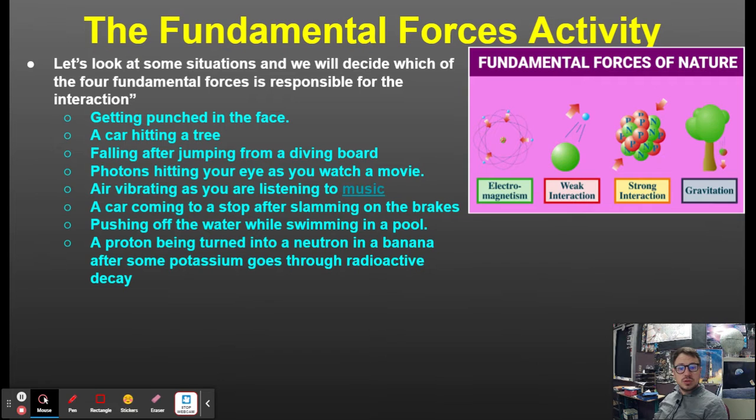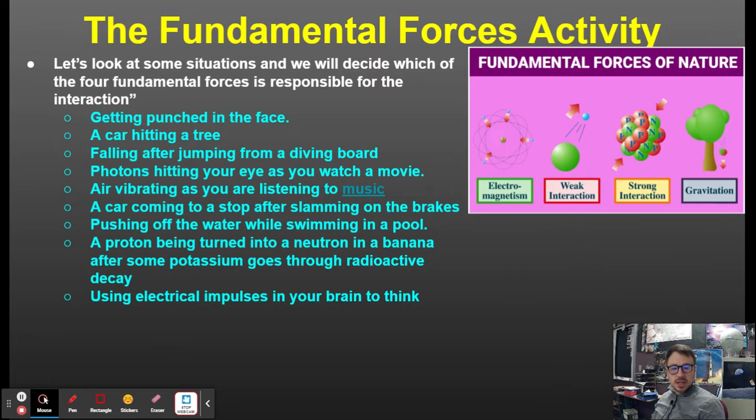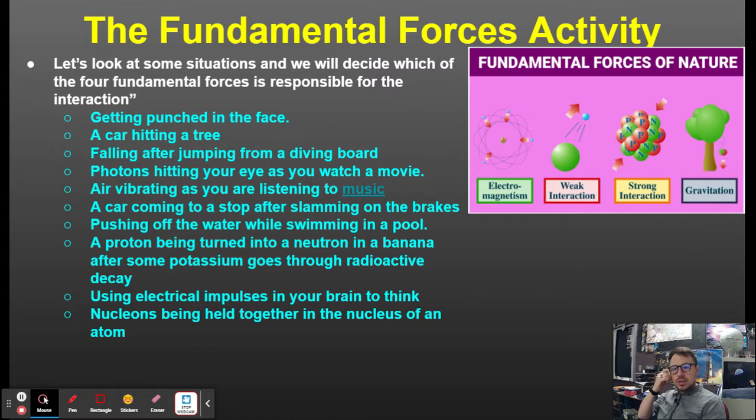Remember, weak force is responsible for radioactive decay. Using electrical impulses in your brain to think, so this is the electromagnetic force. Your brain is just organized to send the electromagnetic pulses throughout it. It's in a different pattern, but it is the electromagnetic force. Nucleons being held together in the nucleus of an atom. That's what the strong force does. The strong force holds the nucleus of an atom together.